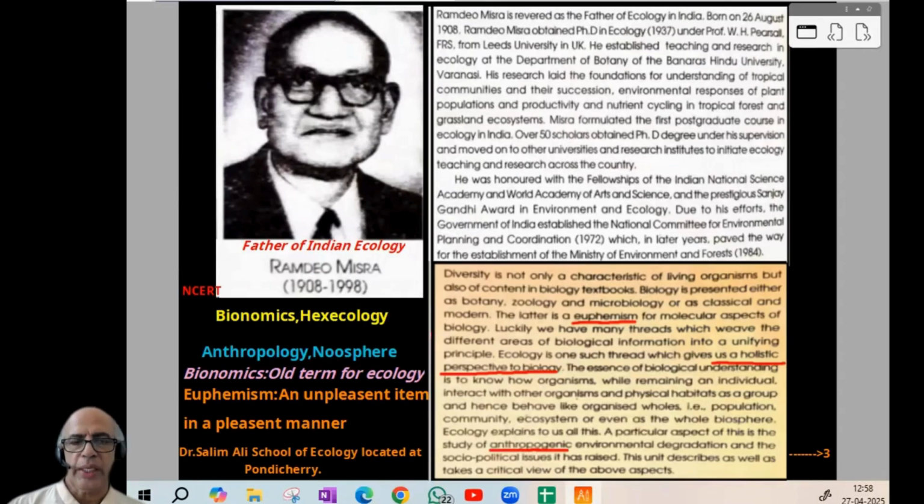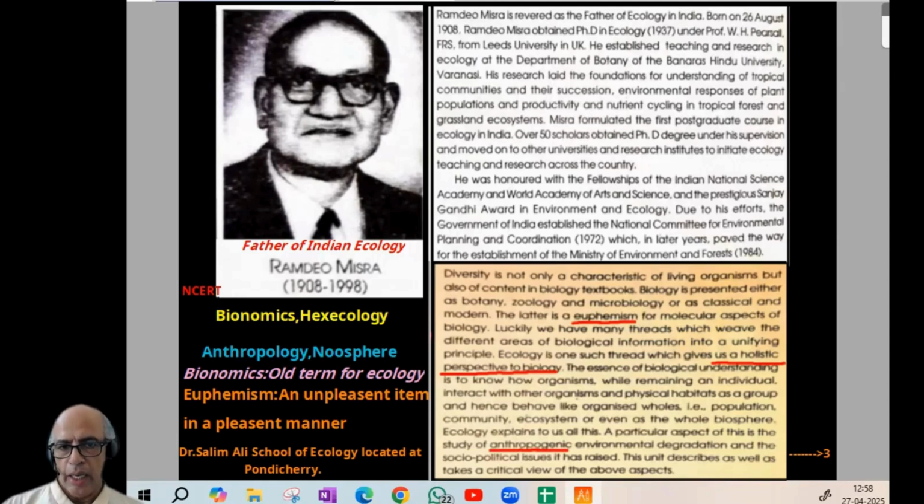So when we come to the second page, it's a famous NCERT diagram, of a famous scientist from India, Ramdeo Misra. He is considered to be the father of Indian ecology. He has given great contributions to Indian ecology, and he also received many awards. He was even a visiting professor.